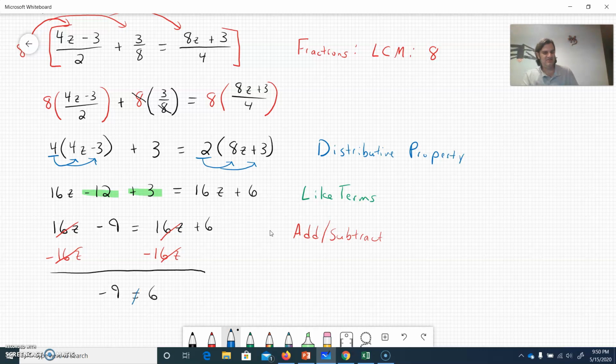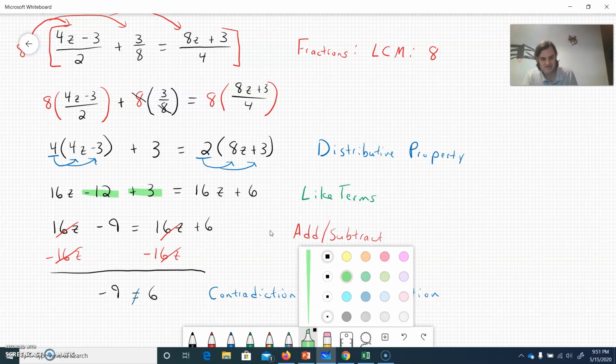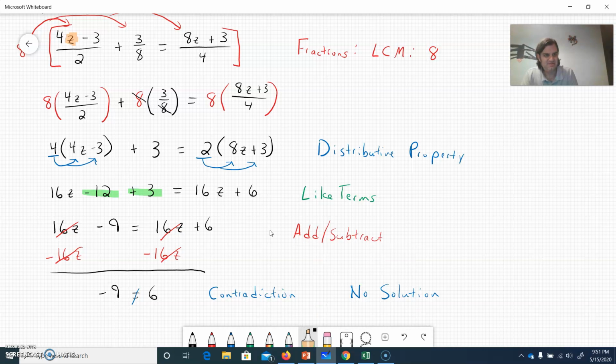If you go back to the rules I said, if the variable goes away, you look to see if those 2 numbers are equal. They are not, so this is a contradiction, which sometimes we might call no solution. That means we cannot find a number that, when we go way back up top and look at the two z's in this problem, we can put in that place for z that will make this equation true.